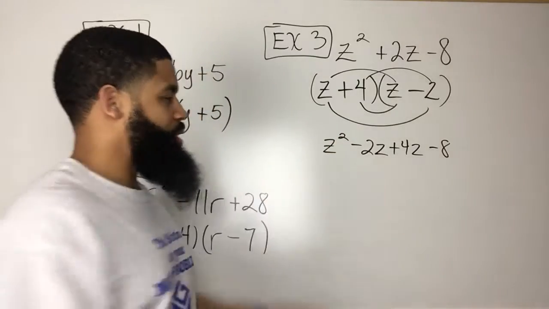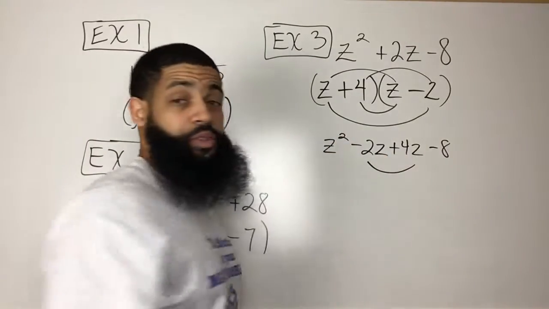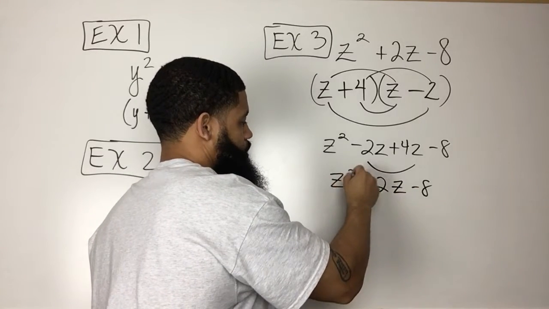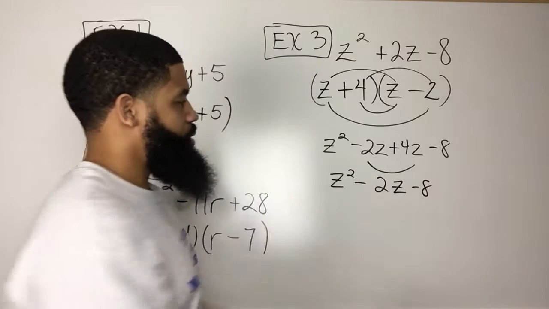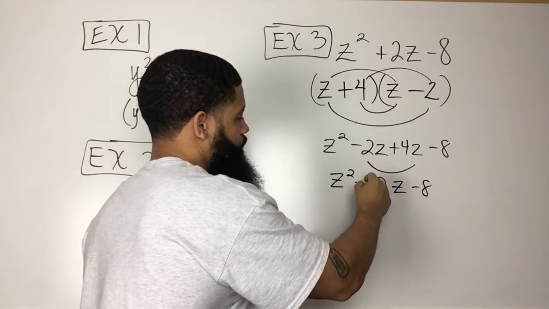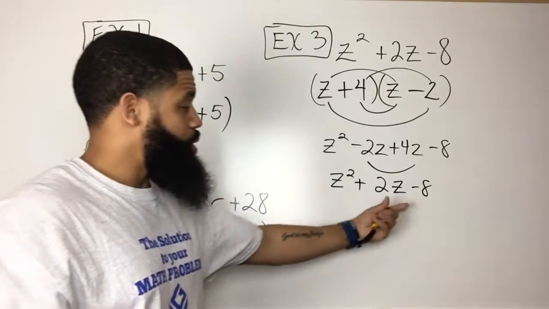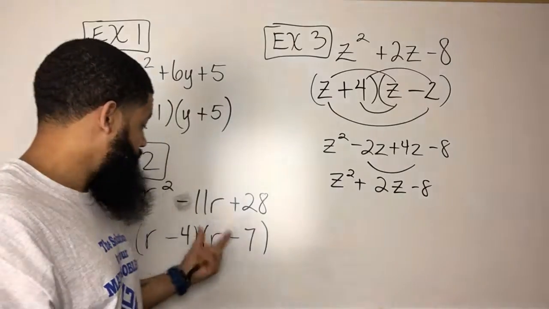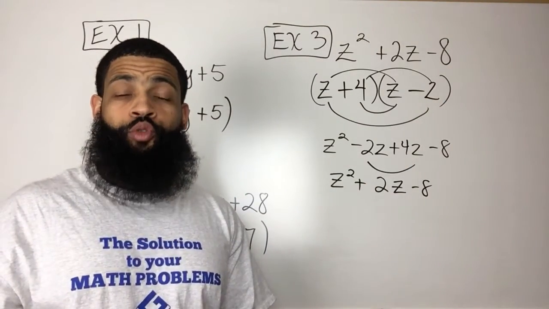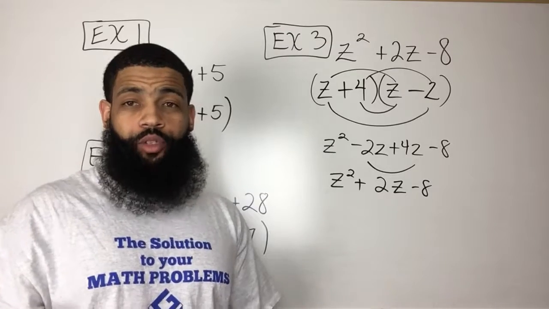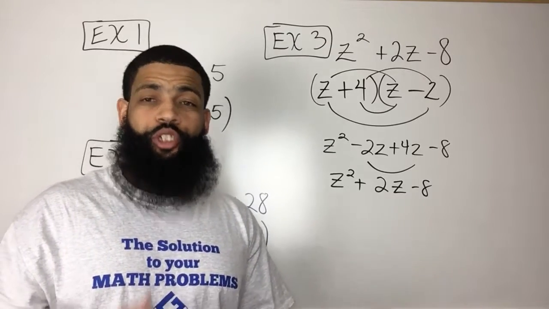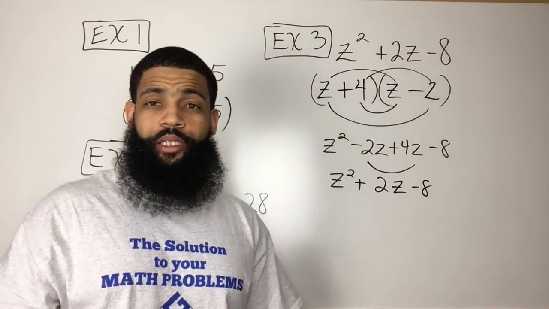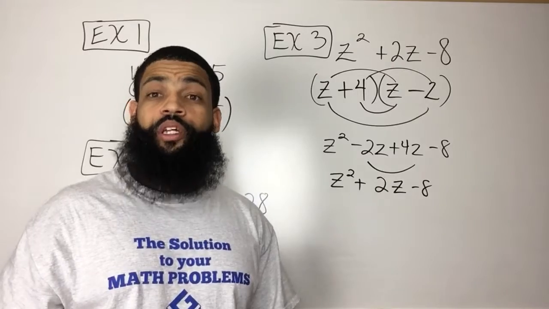If I combine these two middle terms, negative 2z plus 4z gives me 2z. Notice that should be positive. But notice this is what I started out with, and that should work every time. Whenever you get the factors of a trinomial, you can use the FOIL method, or whatever method, there are multiple methods you can use to multiply these two binomials. When you multiply those two binomials back together, you should get the original trinomial that you started out with.